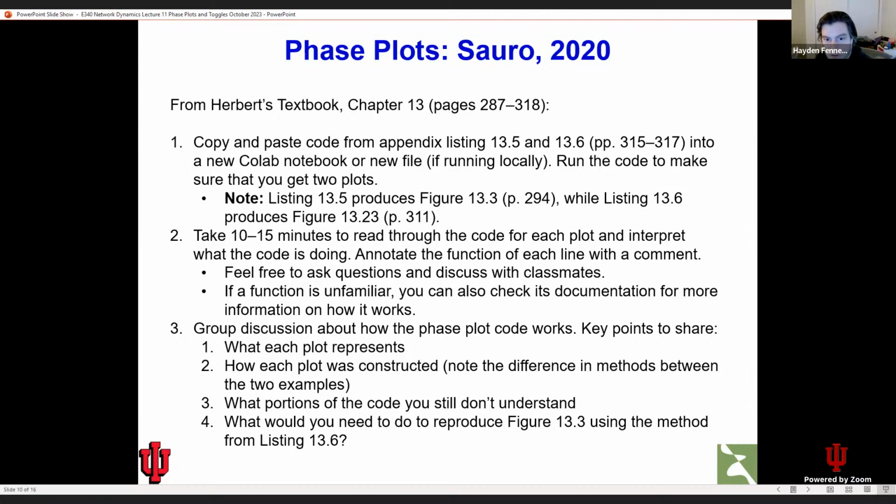And then once we've done that, we'll have a group discussion about how the phase plot code works and what it's doing. I mean, 13.5 does essentially exactly what we just did. It does it in a slightly more vectorial way than we did it, but it does exactly what we just did. 13.6 does things a little bit differently.